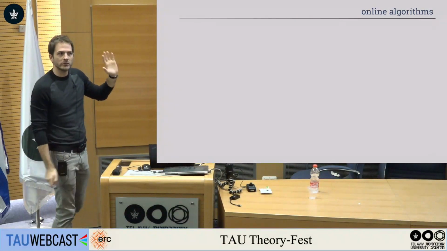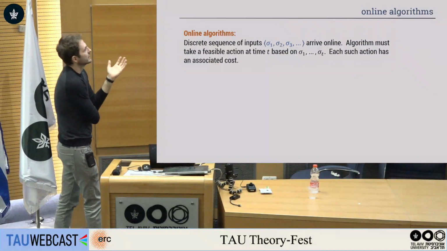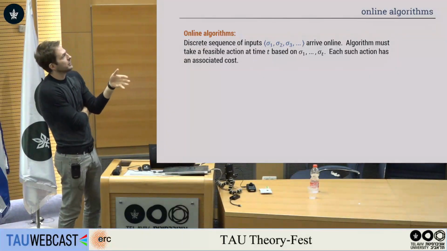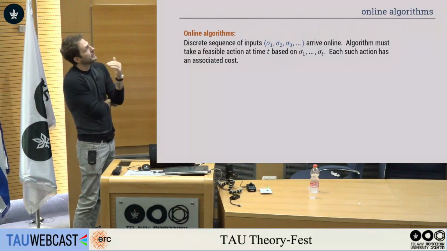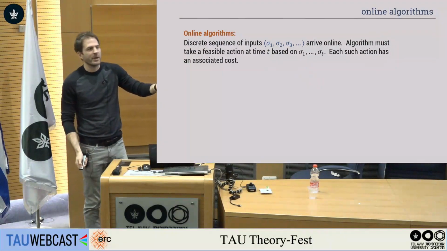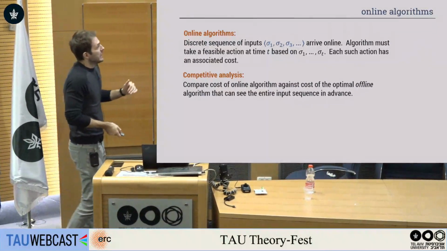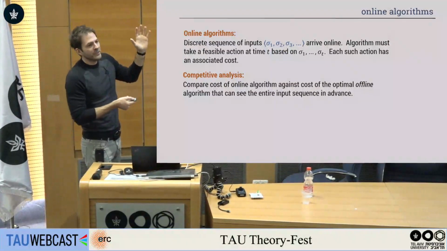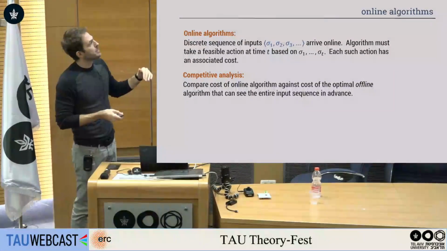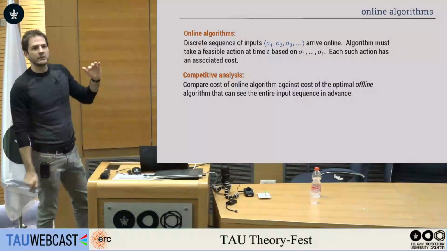Now let's go to something more formal, this field of online algorithms. So let me just remind people what the idea is there. You get a sequence of inputs that are arriving online, so they're arriving over time, and at time t, just based on the inputs you've seen so far, your algorithm has to take some action. And that action has some cost, and your goal is to minimize the total cost incurred. And in competitive analysis, the way you analyze the efficacy of such an algorithm is you compare the cost of your algorithm to the cost of the best offline algorithm that sees the entire input sequence in advance.